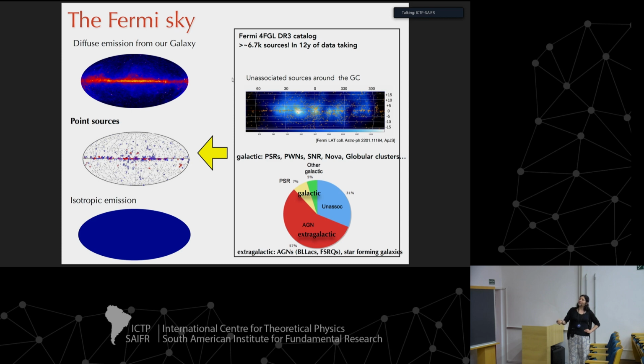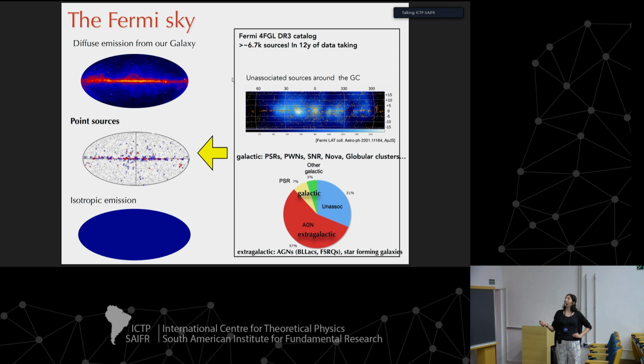So in general, of these 7,000 sources, what is their composition? Say more than half are extragalactic. Those are AGNs. Around 10% or so, 15, 20% are galactic, typically pulsars. And they're located along the plane or a bit above and below. But then 1/3 are unassociated.